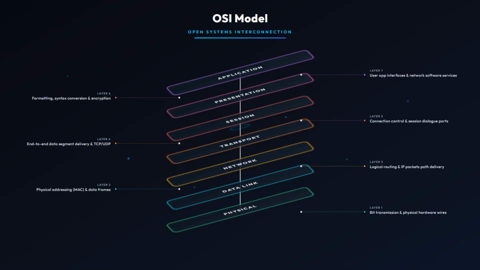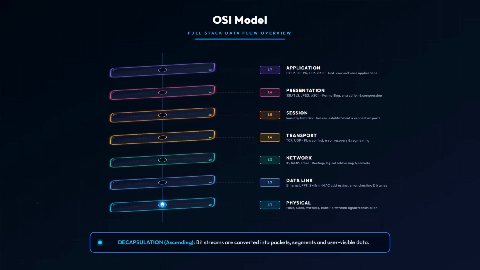So instead of trying to understand networking as one giant complicated process, the OSI model divides everything into seven smaller layers. Each layer has a specific job, and together these layers allow devices around the world to communicate successfully. We'll use one example throughout this entire video: sending a WhatsApp message from your phone to your friend's phone. Watch how that message travels through all seven layers.